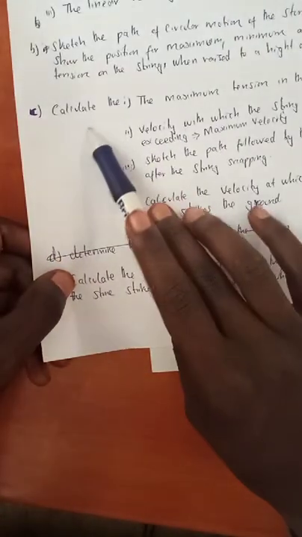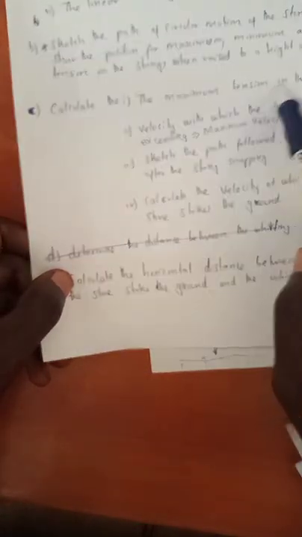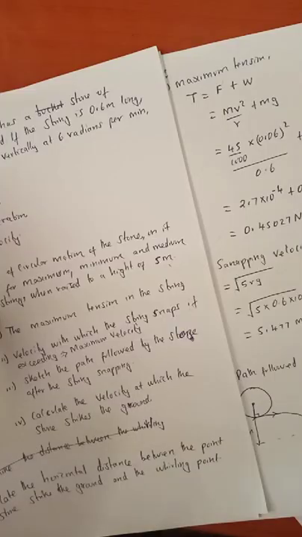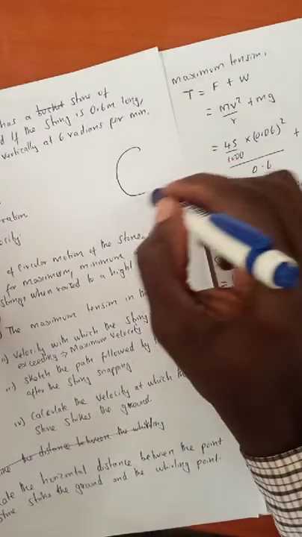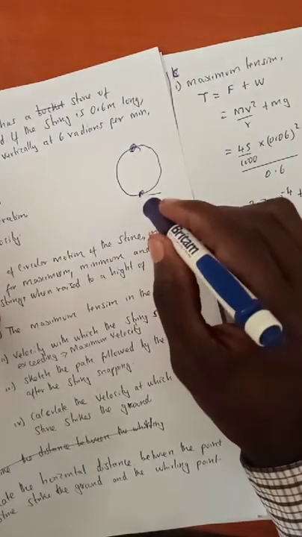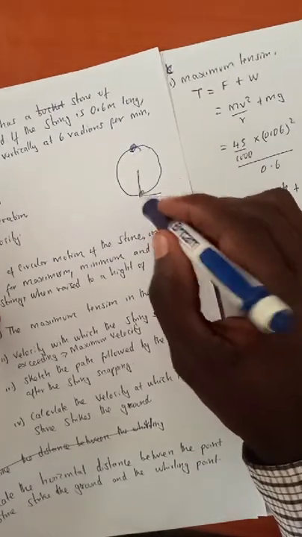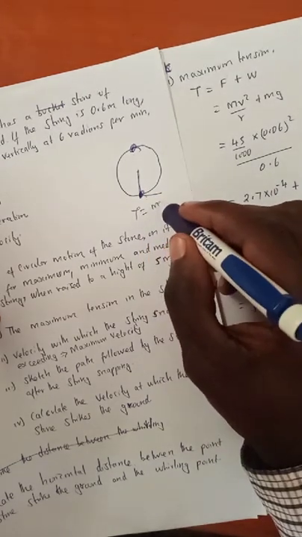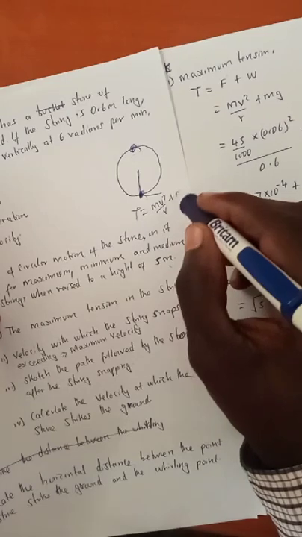Then you also have to calculate the maximum tension in the string. So you want to see how you calculate the maximum tension. For maximum tension, remember I have said that in circular motion, the maximum tension is experienced down here. So at this position, the tension is given by mv squared over r plus the weight of the object.